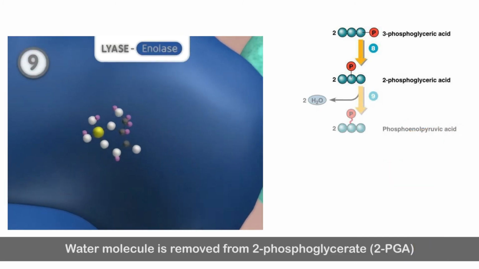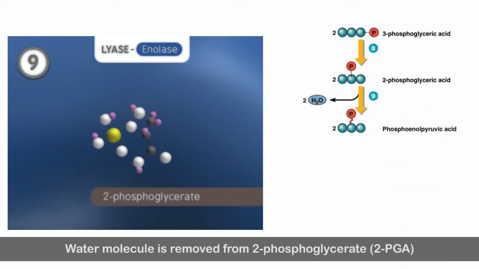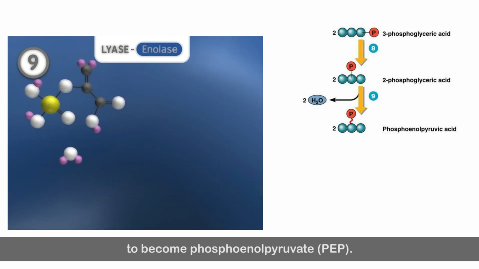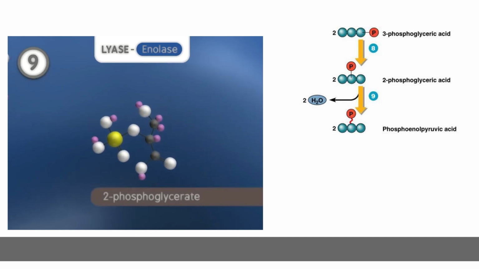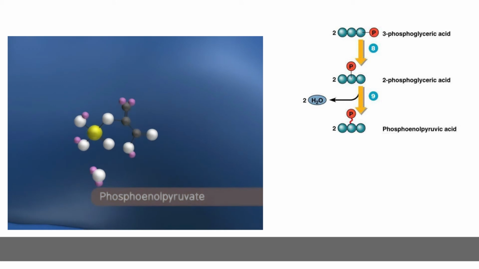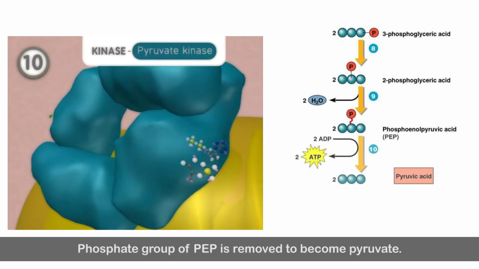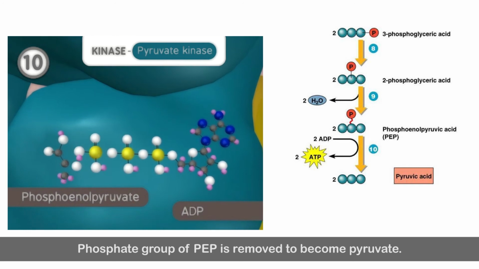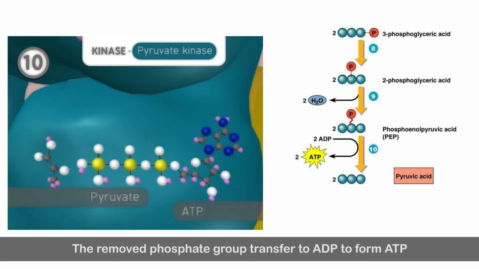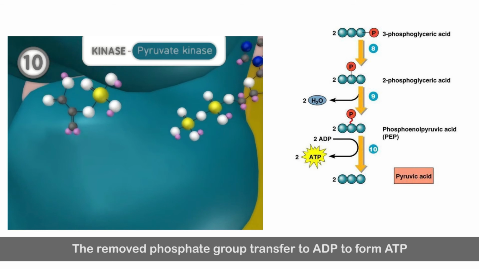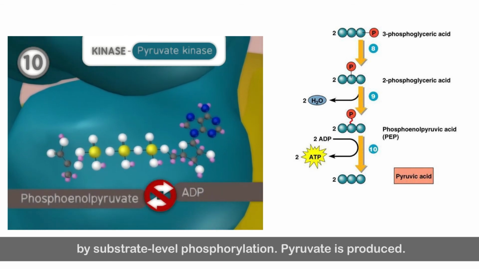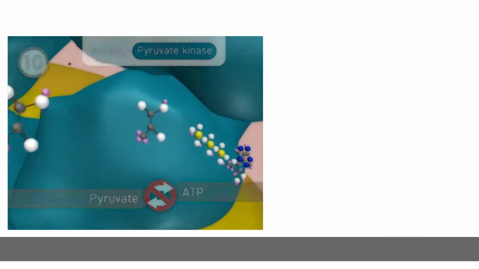Fourthly, a water molecule is removed from 2-phosphoglycerate to become phosphoenolpyruvate, which is PEP. Lastly, the phosphate group of phosphoenolpyruvate is removed to become pyruvate. The removed phosphate groups transfer to ADP to form ATP by substrate level phosphorylation. Pyruvate is produced.